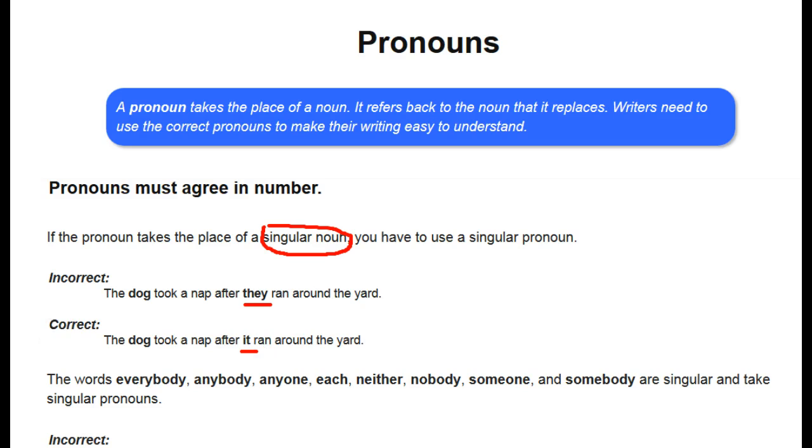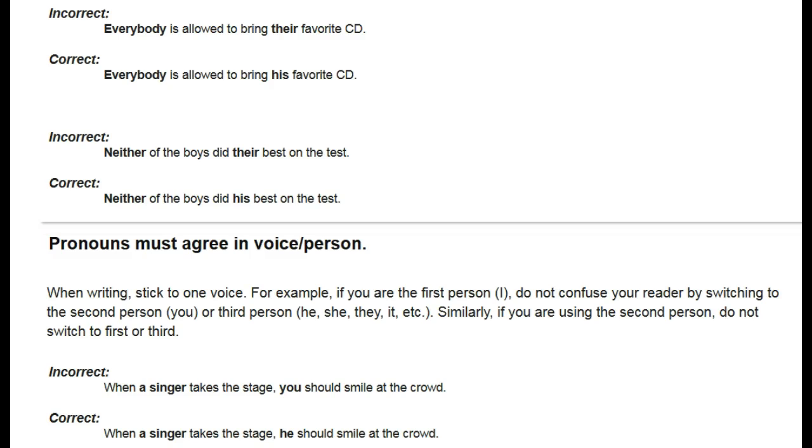The words everybody, anybody, anyone, each, neither, nobody, someone, and somebody are singular and take singular pronouns. For example, it would be incorrect to say, everybody is allowed to bring their favorite CD. The correct use of the pronoun would be, everybody is allowed to bring his favorite CD if you're referring to all males, or her if you're referring to females.